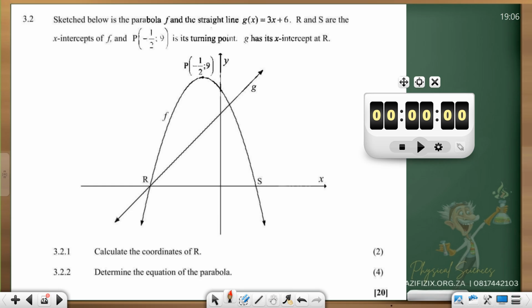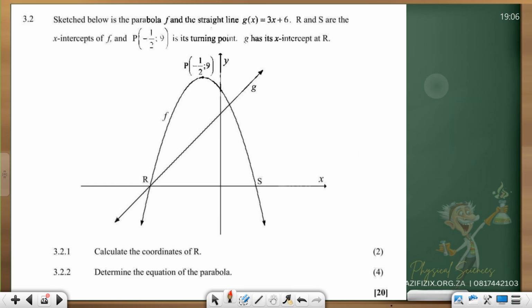Sketched below is the parabola and a straight line. Determine the coordinate of R. What do you notice about the coordinate of R? What can you tell me about position R, just by looking at it? Quickly. R is the what? X intercept. So what do we know? Y should be equal to 0.